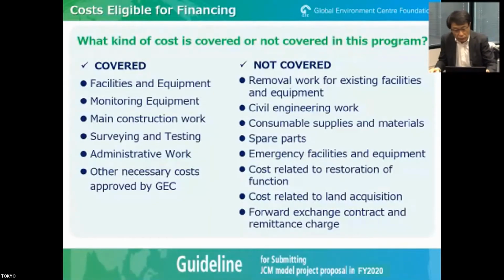There are typical cost items which are covered and not covered by this program. Covered costs are, for example, facilities and equipment, monitoring equipment, construction work for installation of facilities, and so on. Not covered costs are removal work for existing facilities and equipment, civil engineering work, consumable supplies and materials, spare parts, and so on.